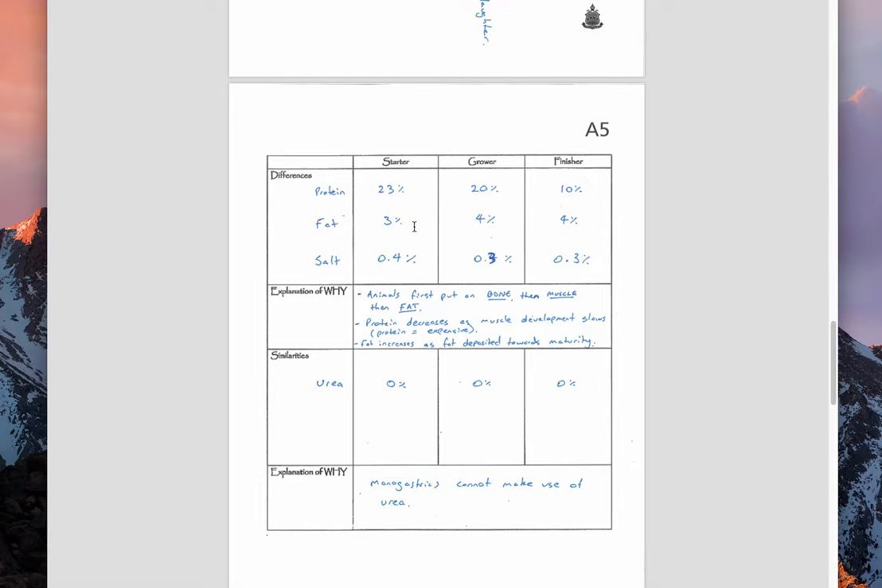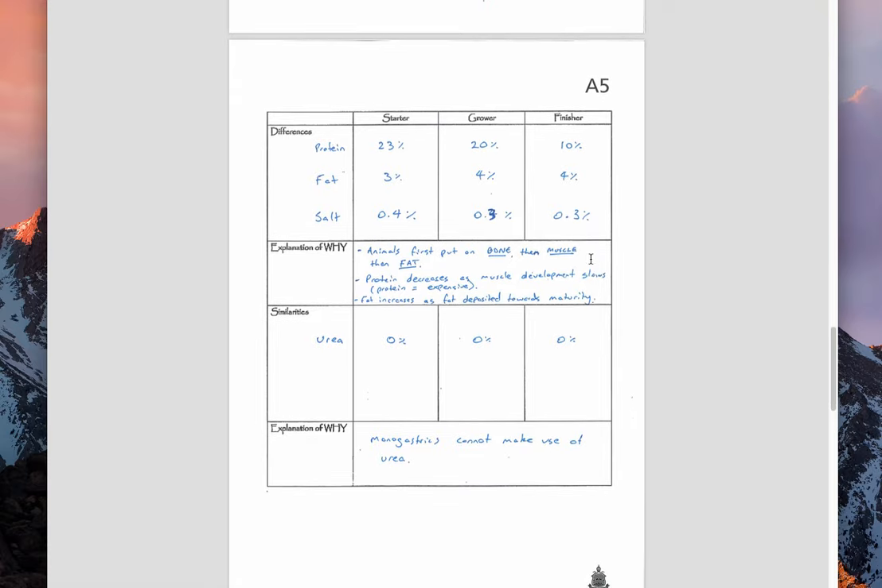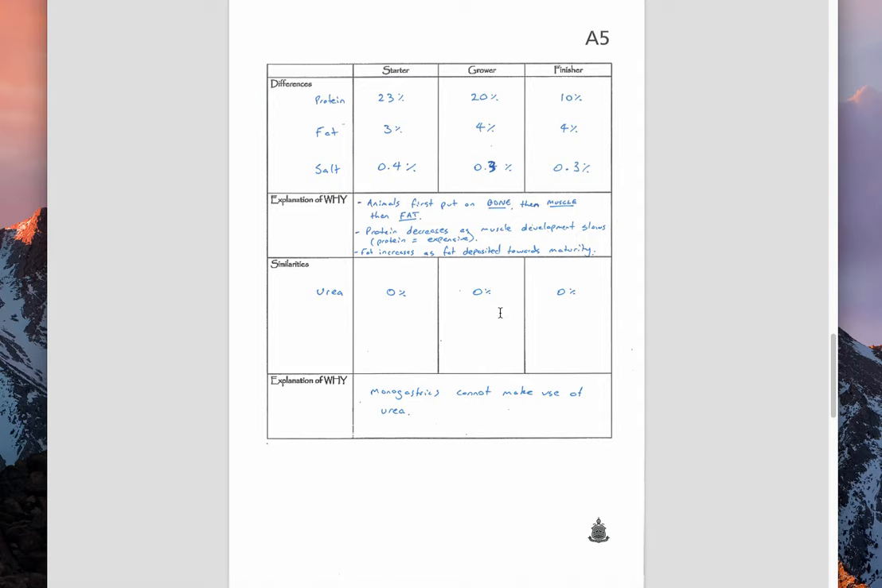Fat increases because, as we know, the tissue that animals put down, first they put down bone, then they put down muscle, and then they put down fat lastly. So as the animal ages, it's starting to put down more fat, and so its fat in its diet increases. Salt changes. We know that salt increases or stimulates appetite and also prevents urinary infections. So as the animal's getting older, it decreases the amount of food I guess it needs to be stimulated to eat, and that is one reason there. So animals first put on bone, and these are the reasons why it changes. They put on bone, then muscle, then fat. Protein decreases because it's expensive and they don't use it as much, and fat increases as it's deposited towards maturity.